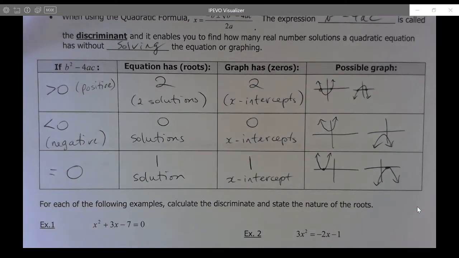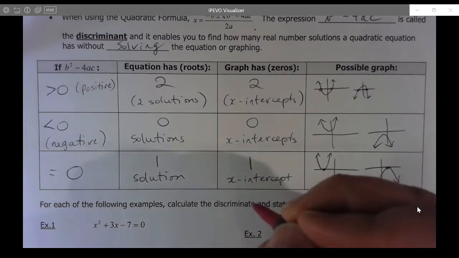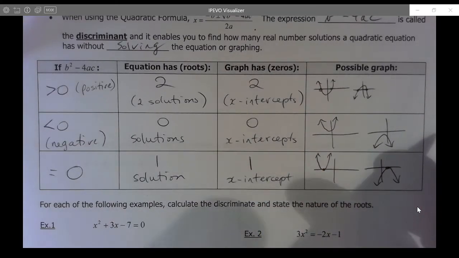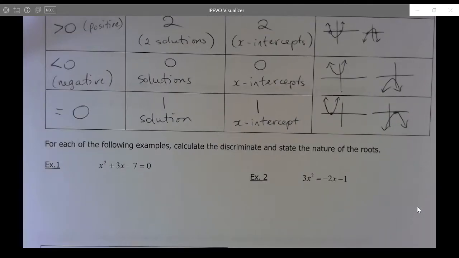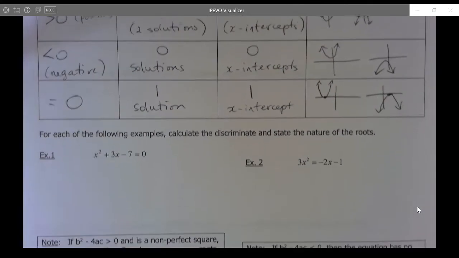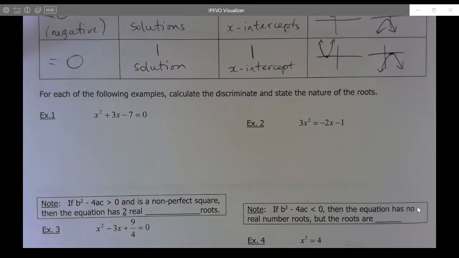Okay, so for each of these following examples, calculate the discriminant and state the nature of the roots. I call it the discriminant, whether I'm using it as a verb or a noun. But calculate the discriminant and state the nature of the roots.